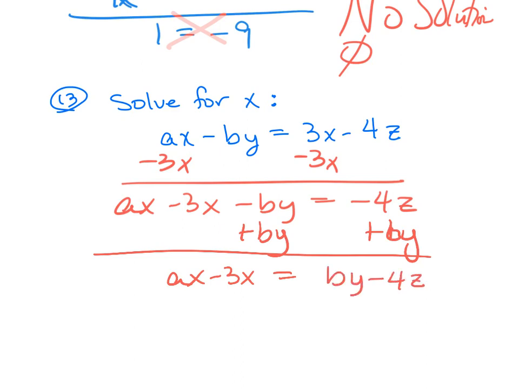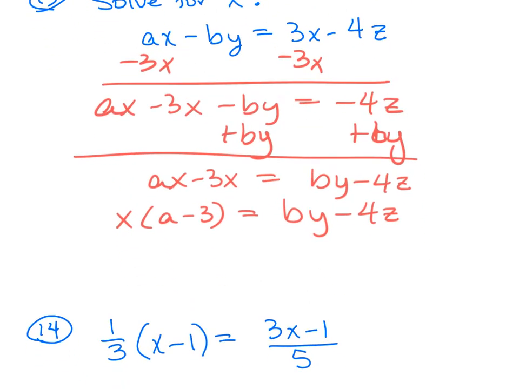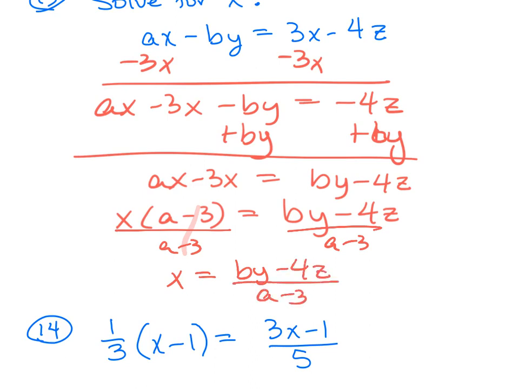I need to factor out a GCF of x, and I'm left with a minus 3, by minus 4z. I'm going to divide both sides by a minus 3. That will cause x to be all by itself. And I'm left with by minus 4z divided by a minus 3. Final answer.